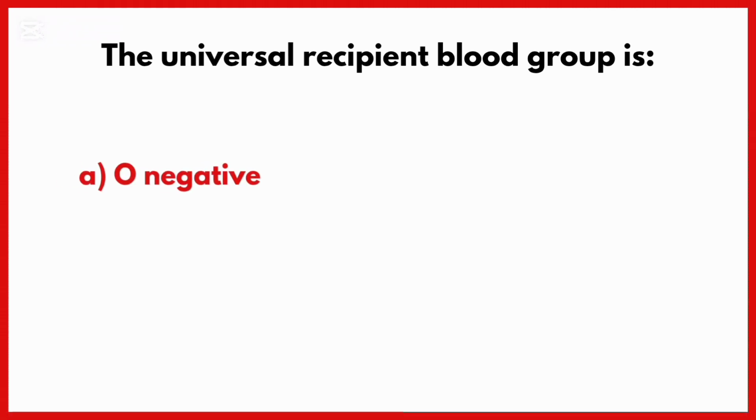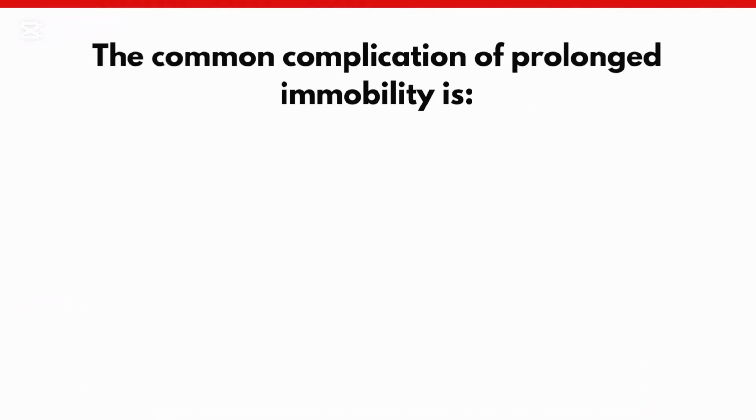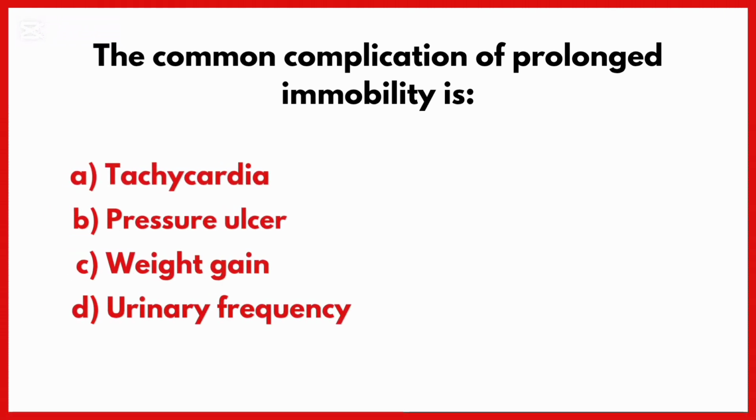The universal recipient blood group is. Correct answer is option B, AB positive. The common complication of prolonged immobility is. Correct answer is option B, pressure ulcer.